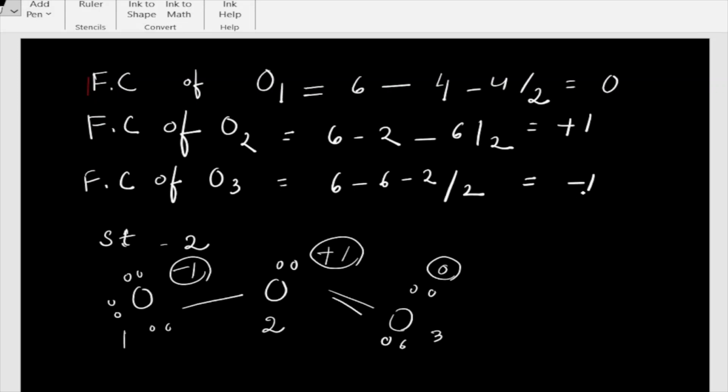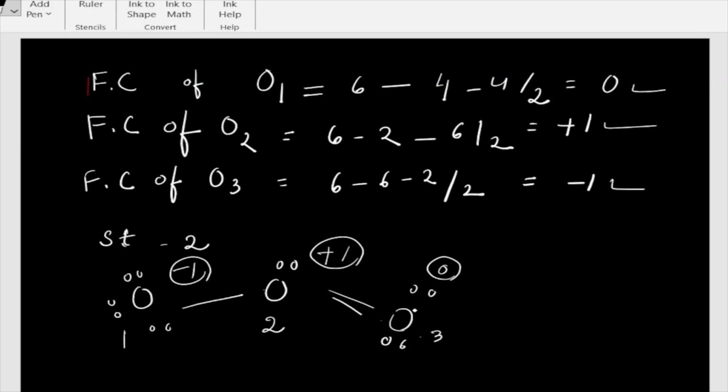So the results are minus 1. So the results are 0, plus 1, minus 1. And structure 2 is just the opposite, reversed. So the result is minus 1, plus 1 and 0. I also told 0 here for oxygen 1, oxygen 2, oxygen 3. Oxygen 1 has valence electron 6, and these 6 are non-bonding electrons, and 1 bond means 2 electrons, 2 is the bonding electron. After calculation you will get minus 1. Similarly you will get plus 1 and 0.